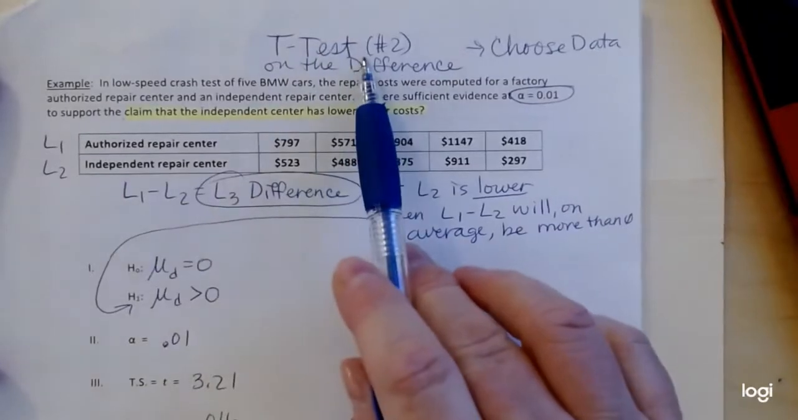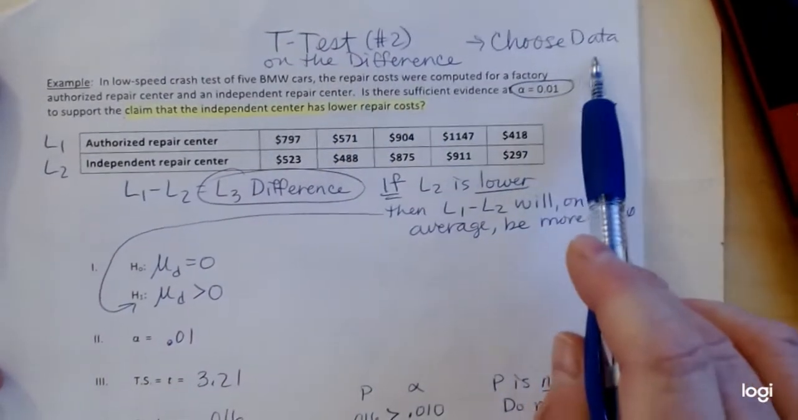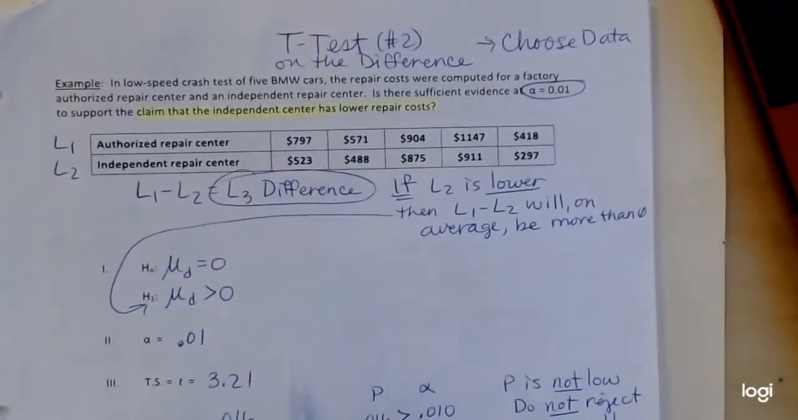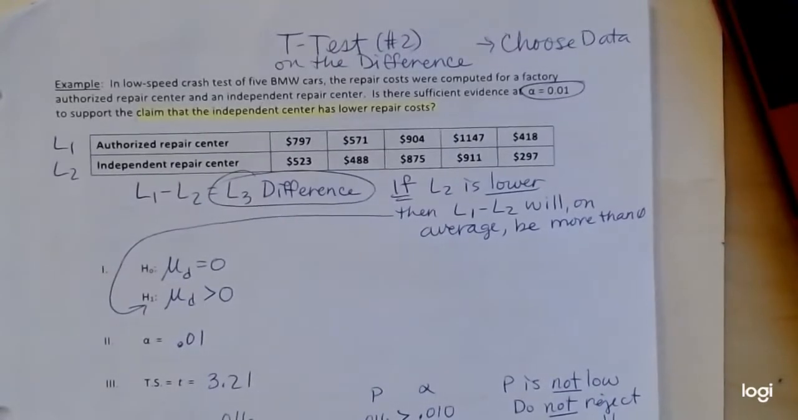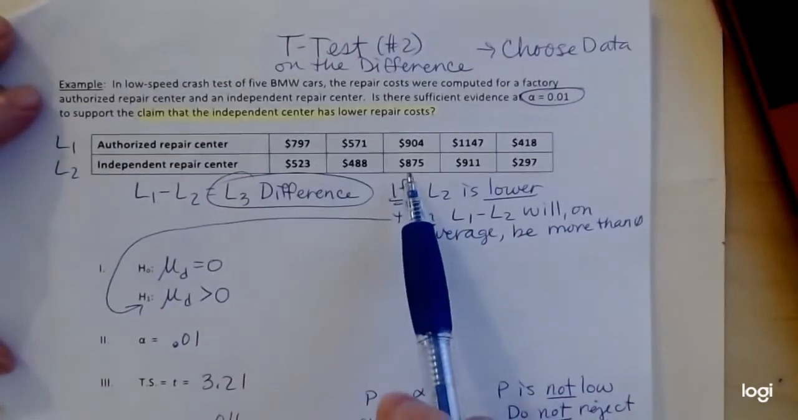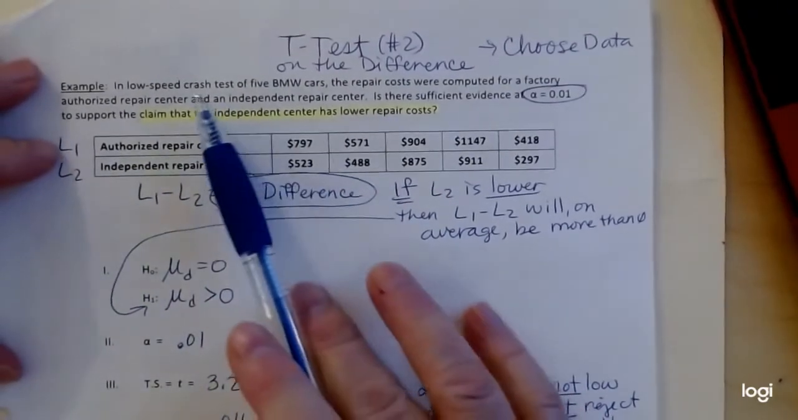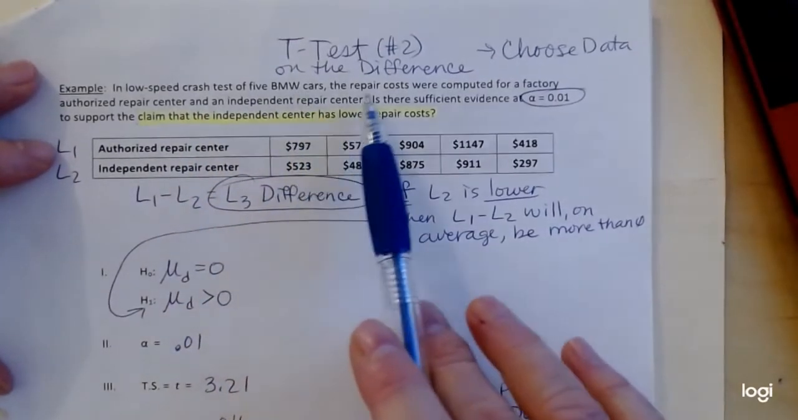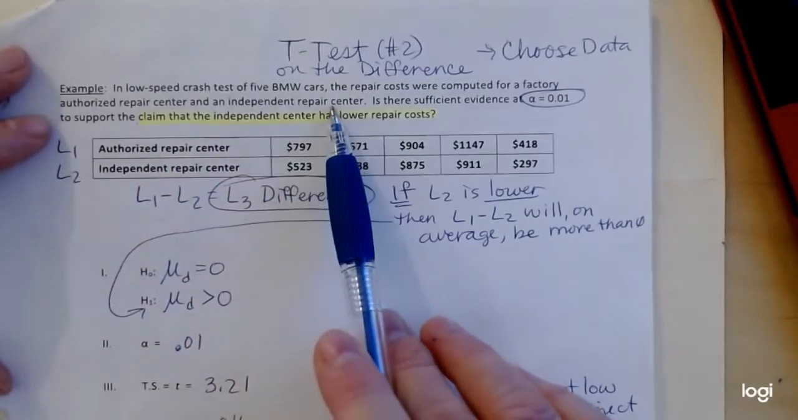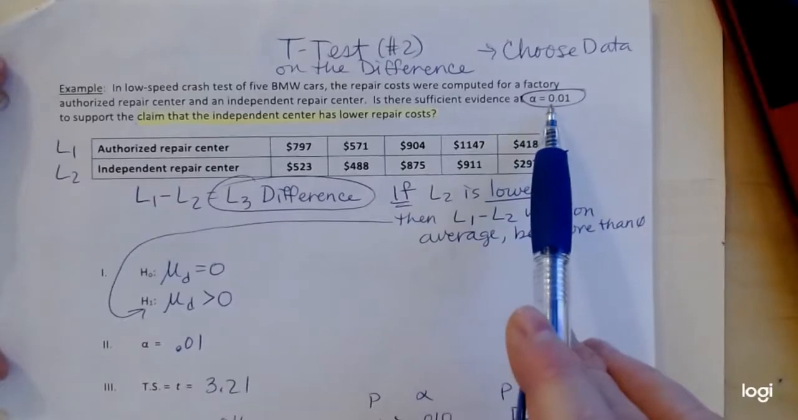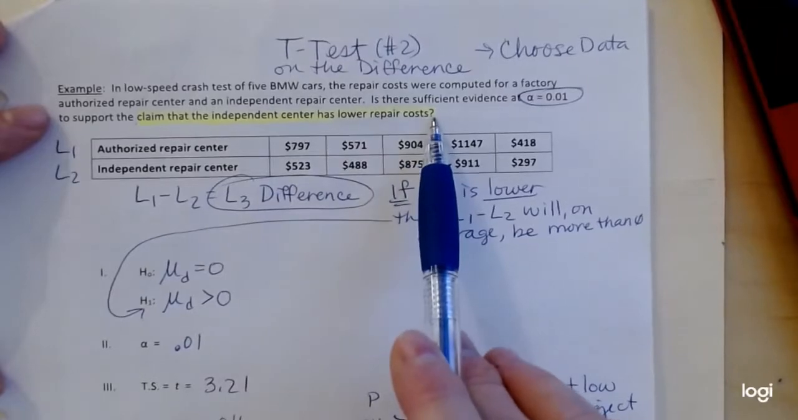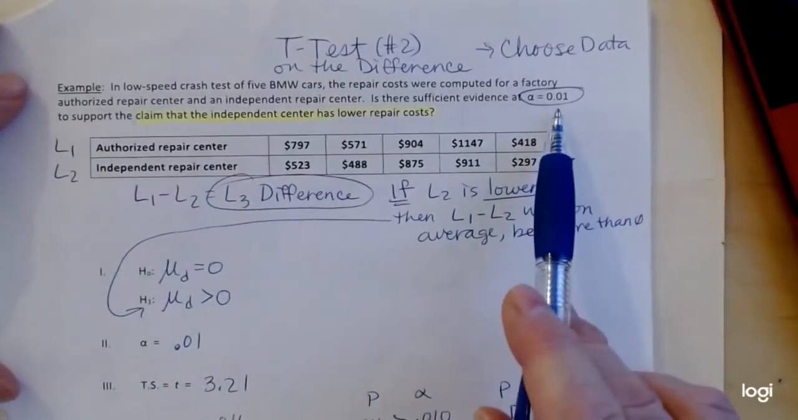Remember, we're going to do a t-test on list 3, and we'll choose data unless we have statistics for both groups, and you might have that in an example. You might be given some of that, but in this one we'll have data, and we're going to put this into our lists. So in a low speed crash test of 5 BMW cars, the repair costs were computed for a factory authorized repair center and an independent repair center. Is there sufficient evidence at alpha equals 0.01 to support the claim that the independent center has lower repair costs? And remember, this is a very strict alpha.